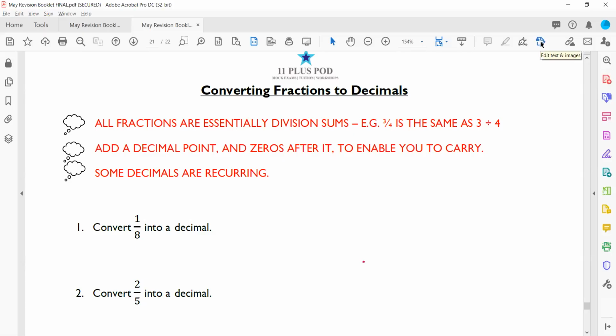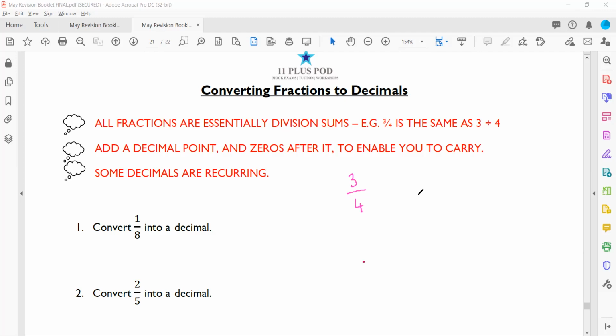So now we're going to look at converting fractions, decimals and percentages. Now, when it comes to converting fractions to decimals, you need to remember, I'll say this again, all fractions are essentially division sums. So for example, 3/4. So 3/4 is 3 divided by 4.